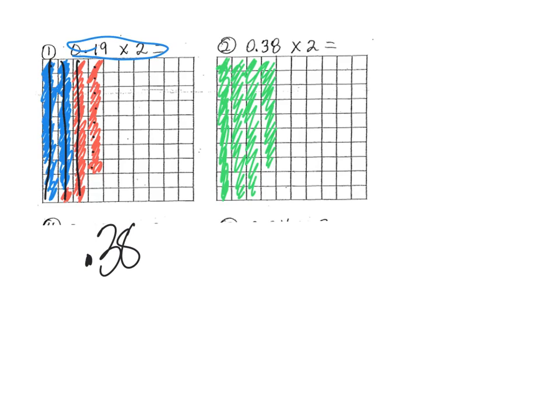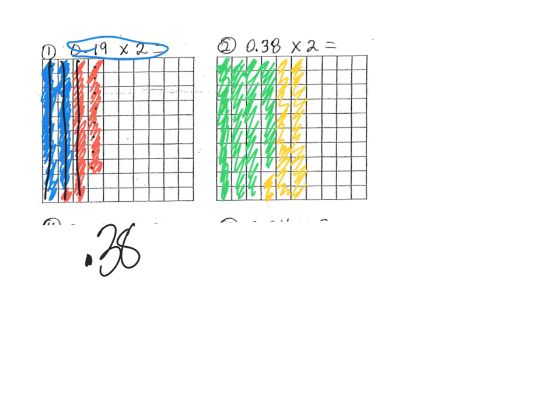I've shaded 1 group of 38 hundredths. So I'm going to switch here. I'm going to go to a yellow color. So I'm going to go ahead and shade those last 2. And I'm going to shade the next column. And I'm going to shade the column after that.